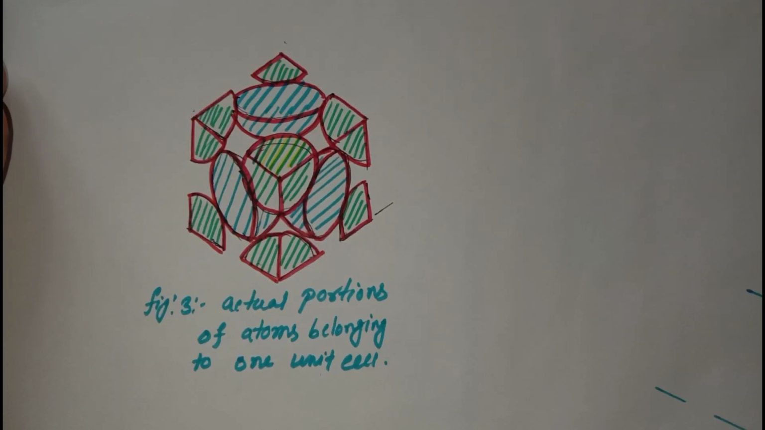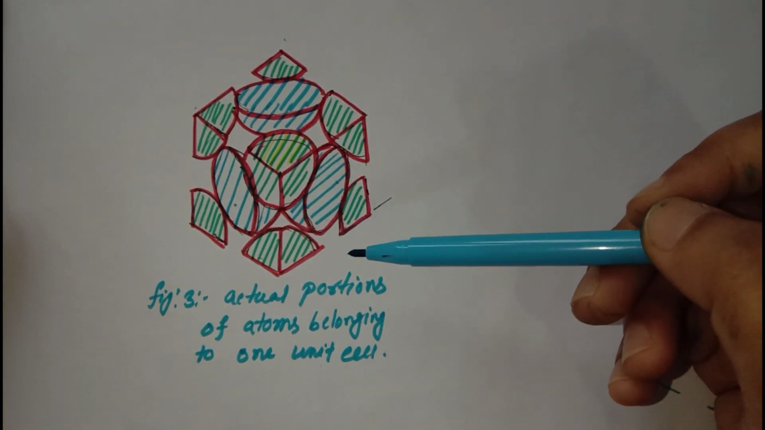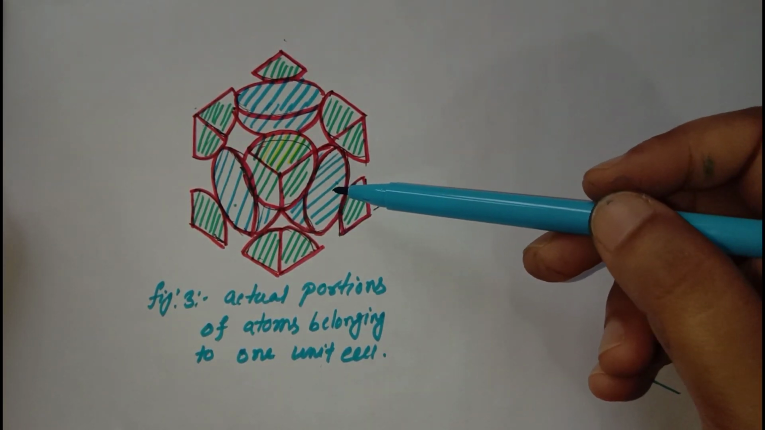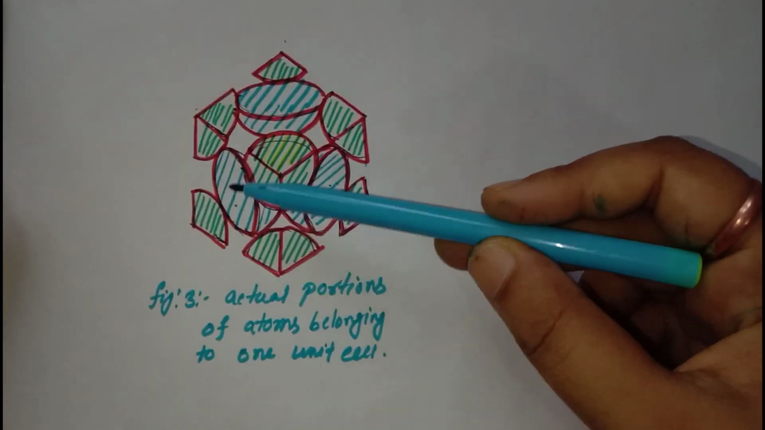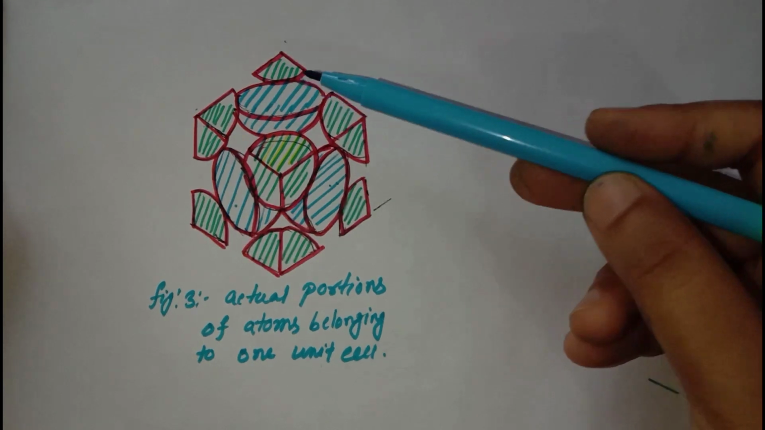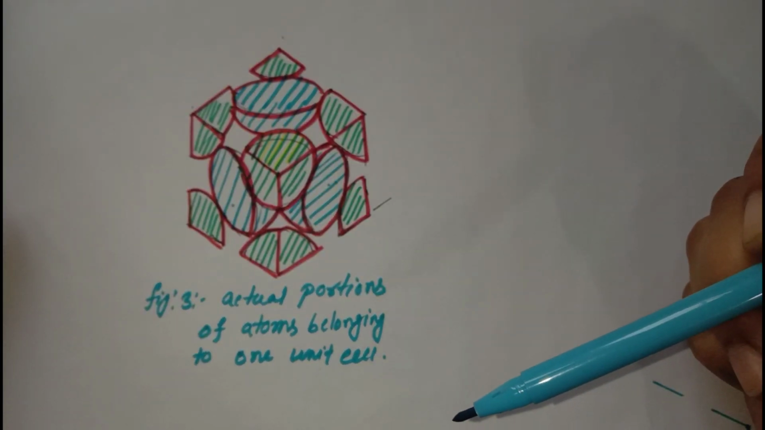This is the unit cell with portions of atoms actually belonging to an FCC unit cell. These are the face-centered atoms present on the front side of the unit cell, that is 1, 2 and 3, and the other 3 face-centered atoms are on the back side of the unit cell.